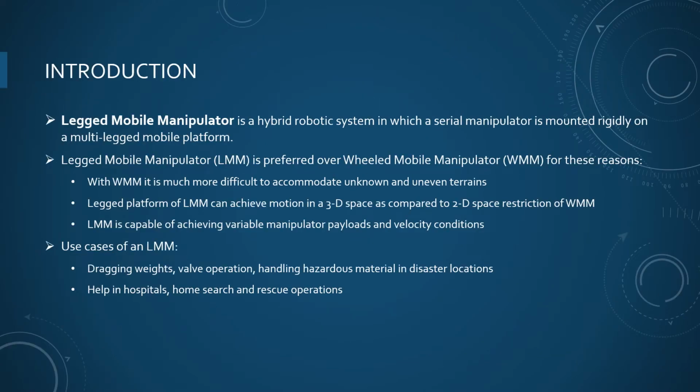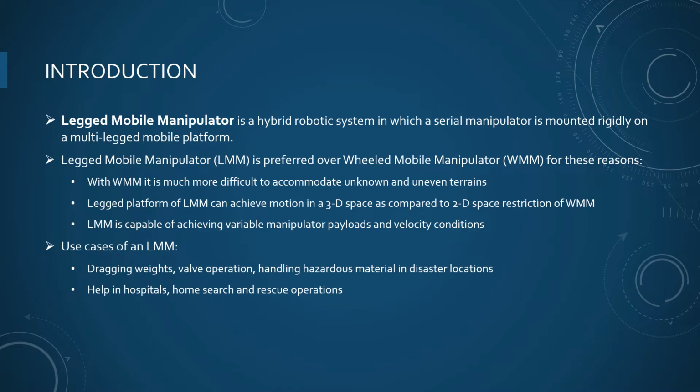Coming to the introduction of my project. A legged mobile manipulator is a hybrid robotic system in which a serial manipulator is mounted rigidly on a multi-legged mobile platform. For this project, I will be considering a six-legged mobile platform.